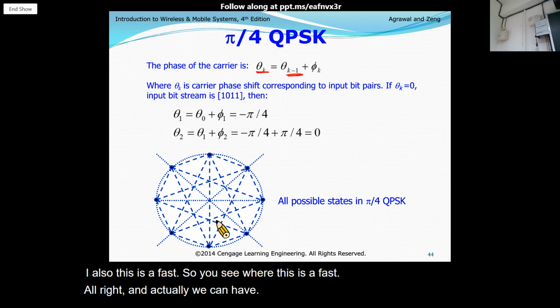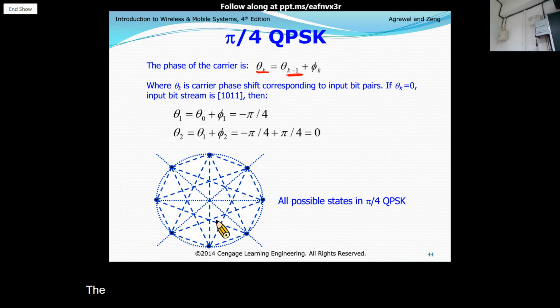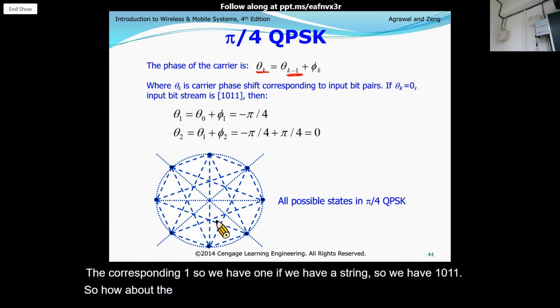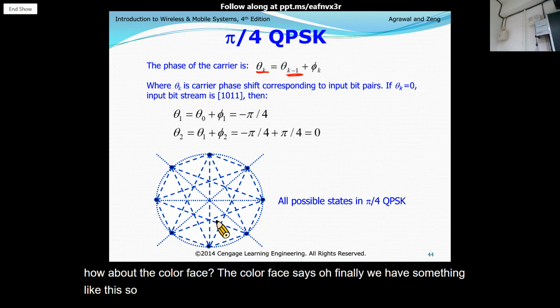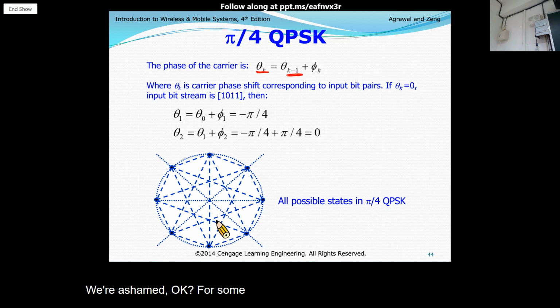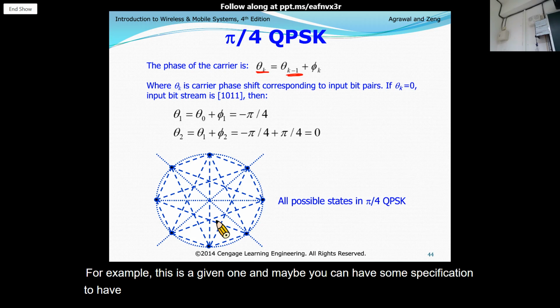So if we have a bit string, 1, 0, 1, 1, how about the current phase? The current phase says, oh, finally we have something like that. So the initial one, for example, right now, we assume for some reason this is a given one. And maybe you can have some specification to have the result. Right now, I assume this is a given one.